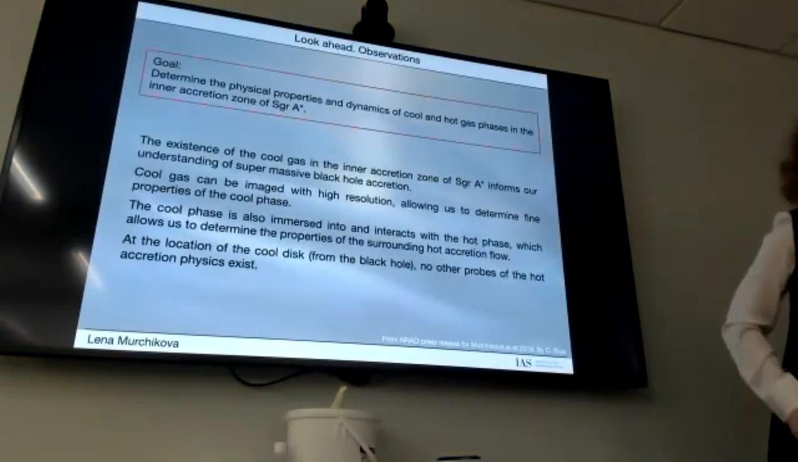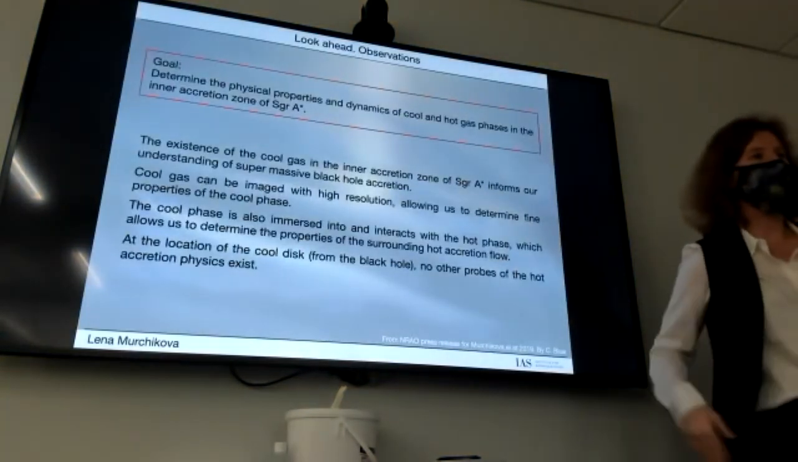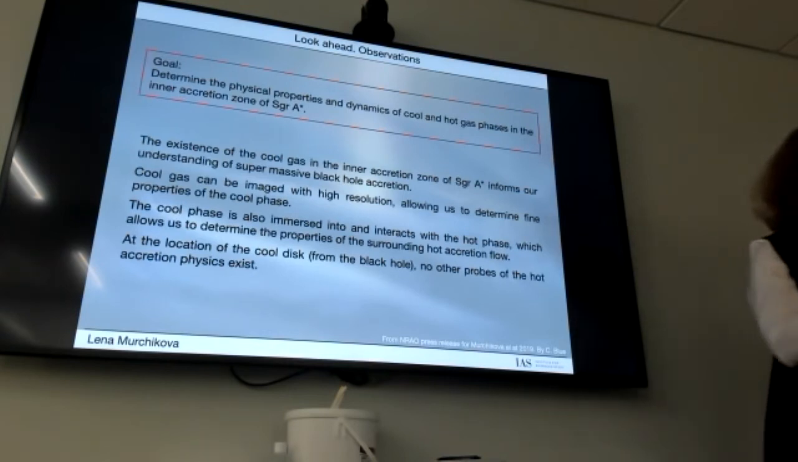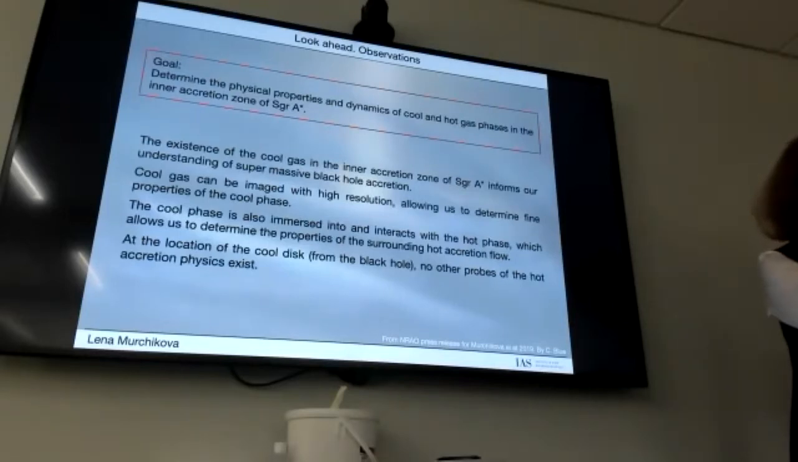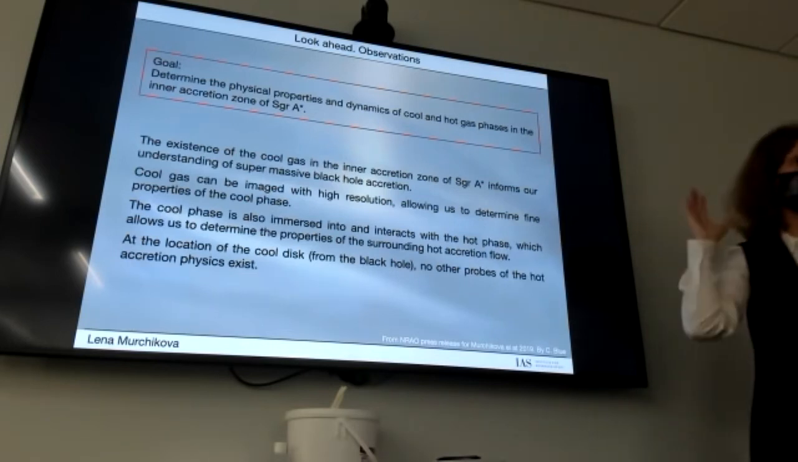And let me go to my conclusions on the big picture. My conclusions will be a look ahead, and the conclusion will be split in 3 slides. The first one will be about observations. So the very existence of this cool disk in the middle of the Bondi radius is very helpful, because the cool disk itself can be used as a probe of the physics, because it's immersed in the hot accretion flow.